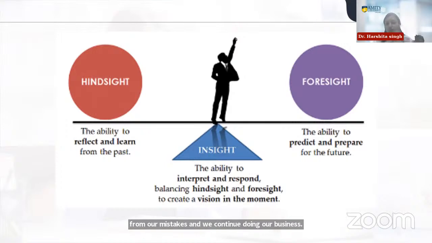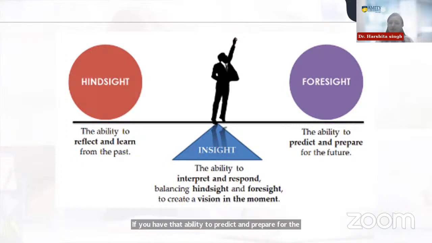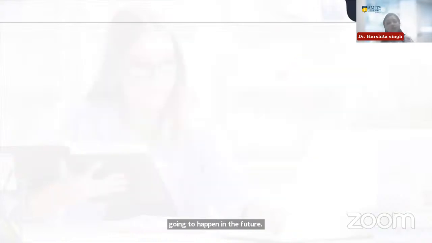Then there is insight, your ability to interpret and respond to a particular situation in a particular period of time. And I think we are proactive enough to do that also. We try to bring in new insights into our business. But then there is the future, which we call foresight, your ability to predict and prepare for the future. And I think this is the most important capability that organizations need right now. If you have that ability to predict and prepare for the future, you are ready. You are ready to be in the market and survive the chaotic competition. That is the reason why concepts like business agility, organizational resilience, and analytics are coming into the picture, because they're giving us a flavor of what is going to happen in the future. So that is the reason why BCMP is so important.